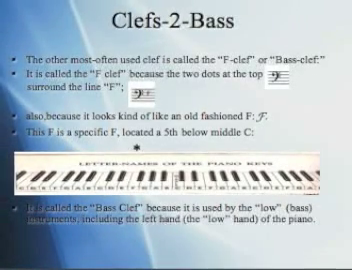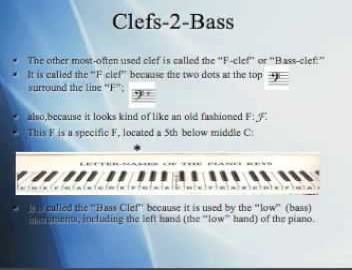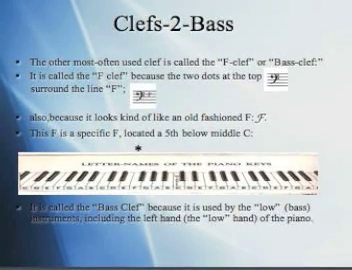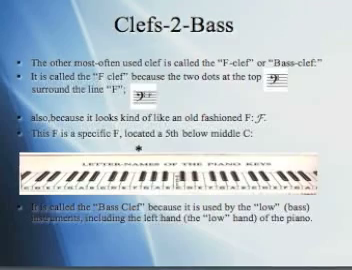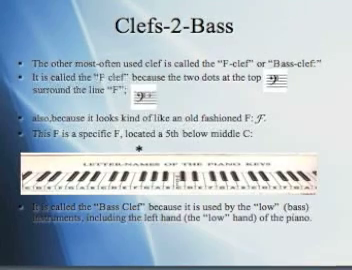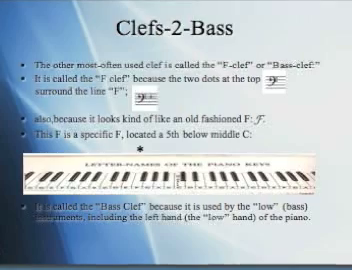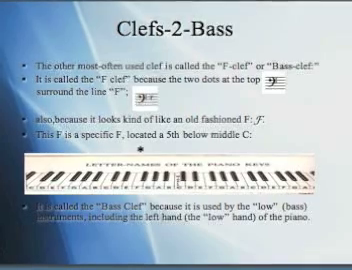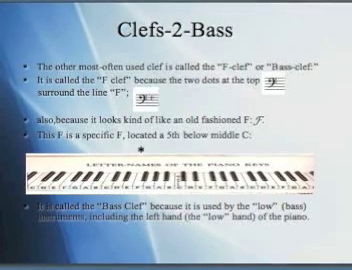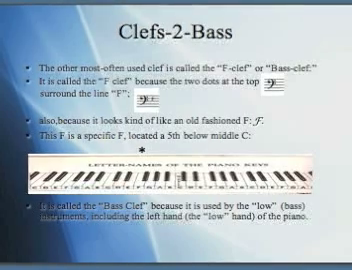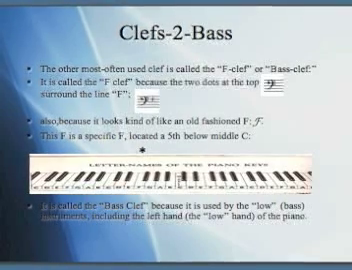The other most often used clef is called the F clef or bass clef. It's called the F clef because the two dots at the top surround the line F, the second line from the top. Also because it looks kind of like an old-fashioned F. This F is a specific F, located a fifth below middle C. It's called bass clef because it is used by the low bass instruments, including the left hand, the low hand of the piano.